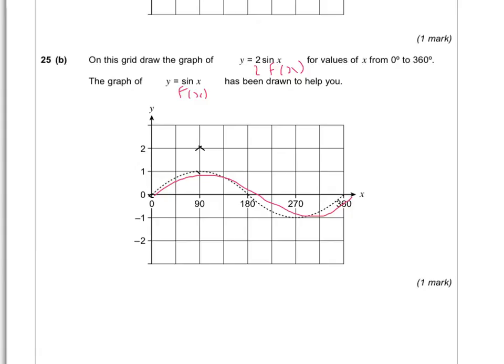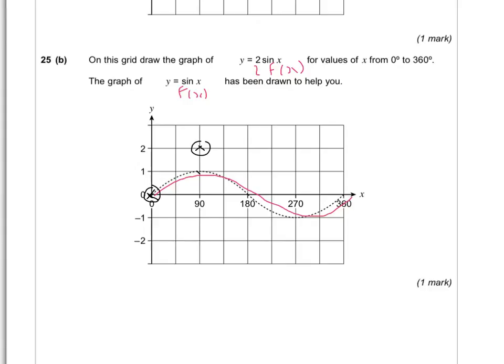When I plug in 0 to this graph of sine, when you do sine of 0, you get out 0. So let's plug in 0 into this new graph. When you do sine of 0, you still get 0, and then we double it. The effect of doubling 0 leaves it unchanged, and that stays where it is. So my new points are looking like this.